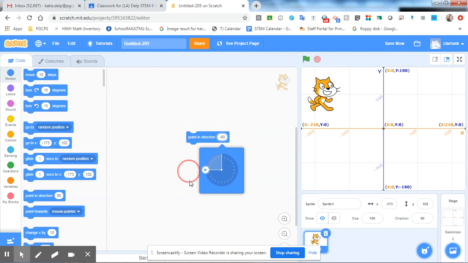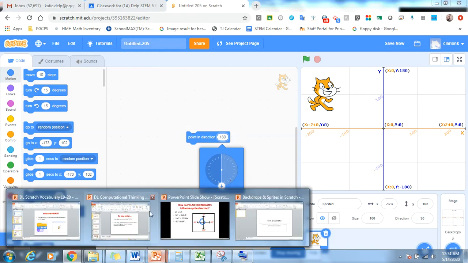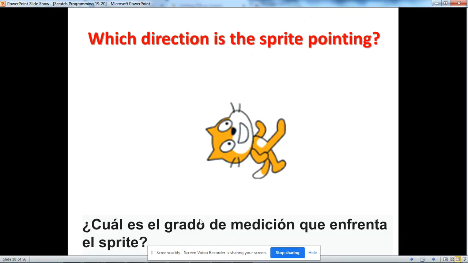So you can see left is -90, down is 180, right is 90, and up is 0, right? So pointing in direction. If you want a sprite to point in a certain direction, this is the block that you use, okay? Let me see if there's anything else here, because there's a few other blocks that I want to show you. Okay. So for example, which direction is the sprite pointing in this picture?